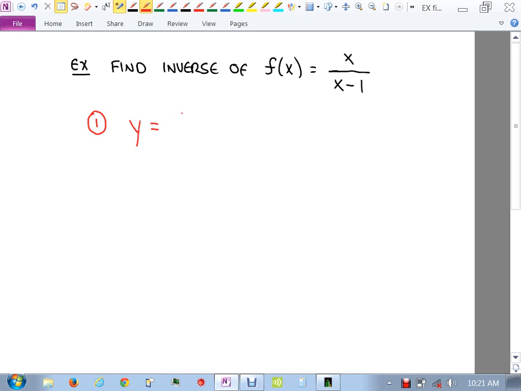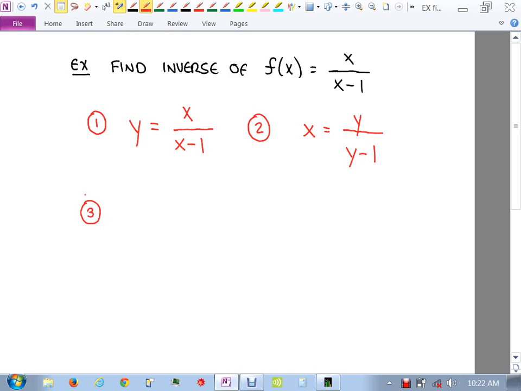Replace f of x with y. That's what I just did, right? What's the second step? Okay, so what would it become if I swap the x's and y's? X equals y over y minus 1. Okay? We good there? Third step is what?